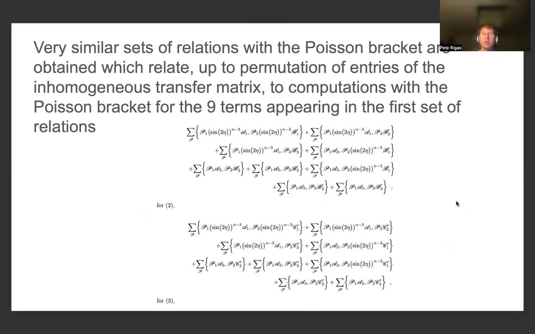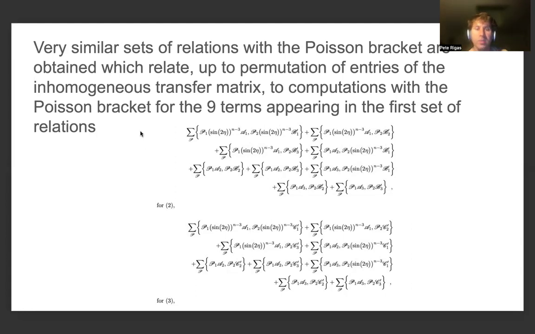And a very similar set of relations for the Poisson bracket is obtained, which relates, up to permutations of the entries of the inhomogeneous transfer matrix, to computations of the Poisson bracket for 9 terms appearing in the first set of relations. So if we recall the previous relations that we got, we were able to get some relations by permuting these entries, like how we see B1 prime and A1, which are ultimately parameterized in the L operator that we had discussed, and that's expressed in terms of various Pauli bases.